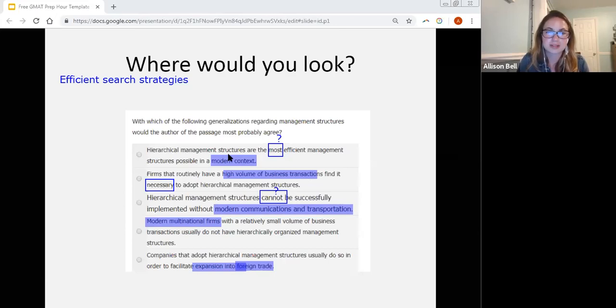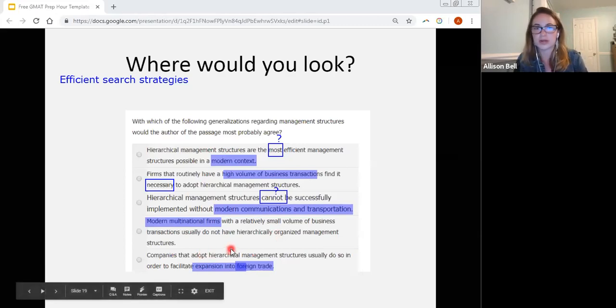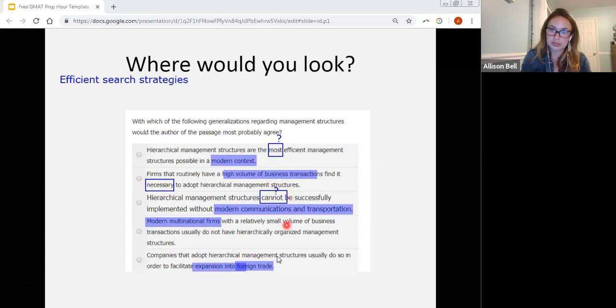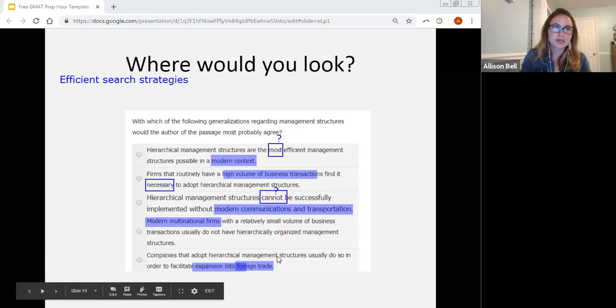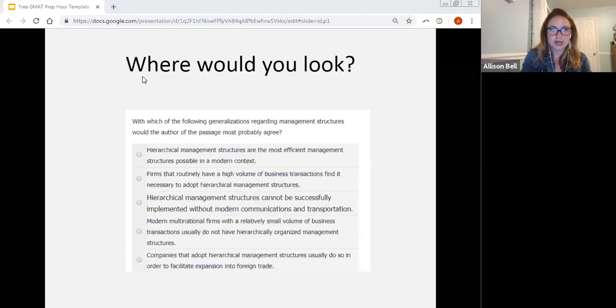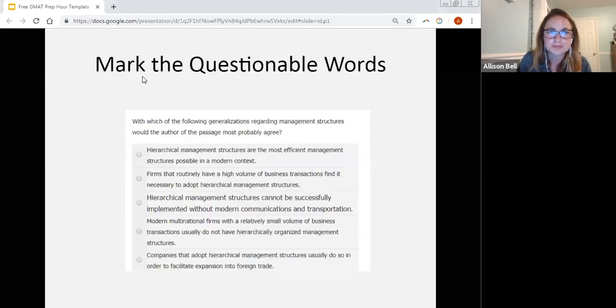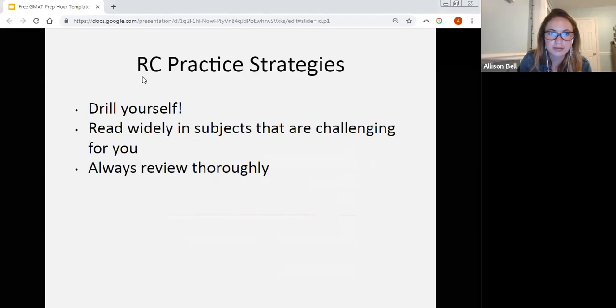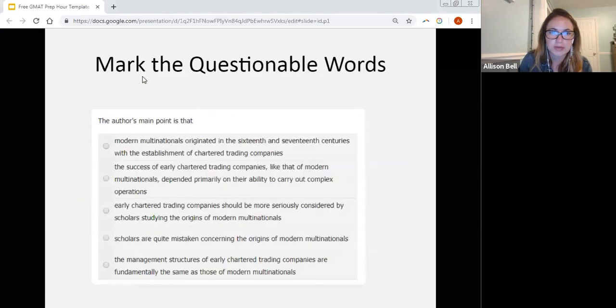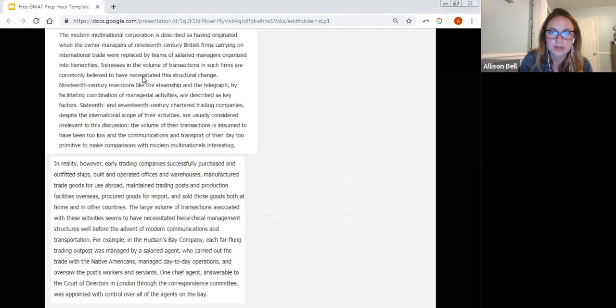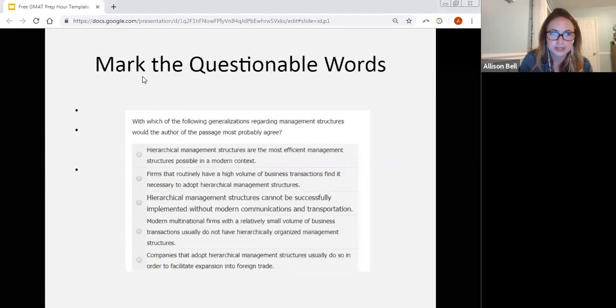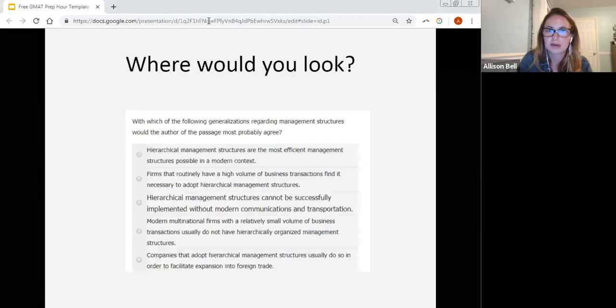Notice that I'm not going to just look for hierarchical management structures because those are in all of the answer choices and they're all over the passage. That's the whole point of the passage. So I want to look for what is different about each of these answer choices and where I am going to find it. So we can give this question a try. Actually, this one might be tough for you to do without the full passage. So we might just have to take it from there.